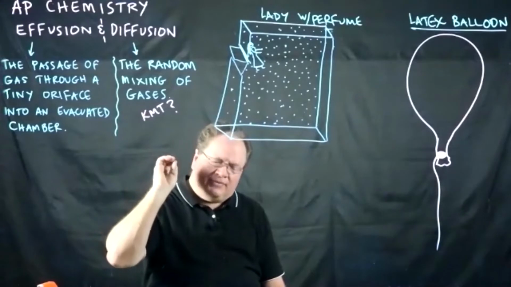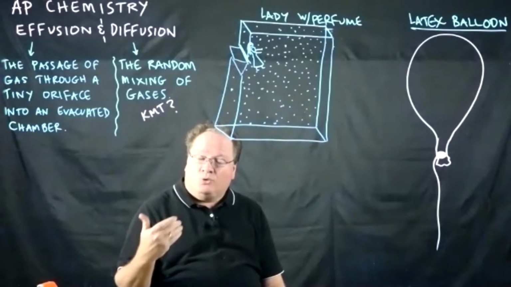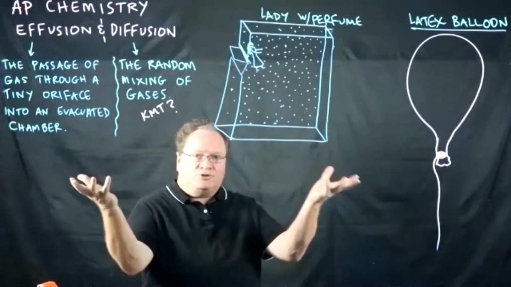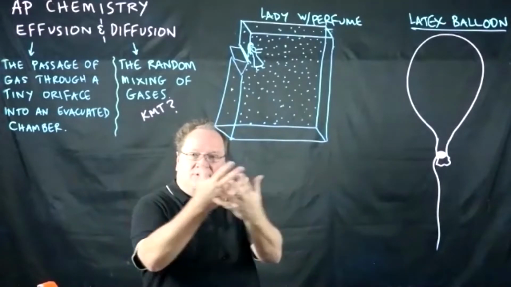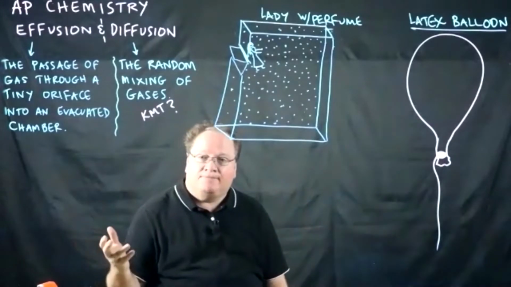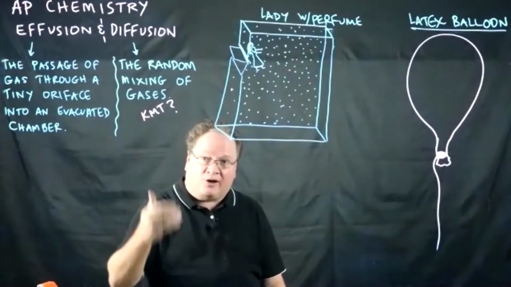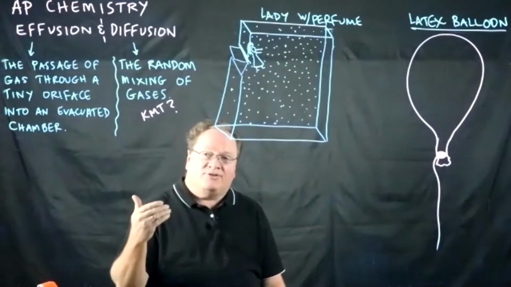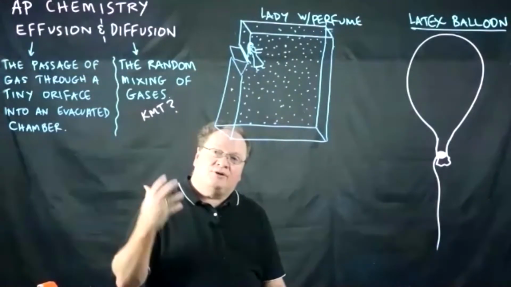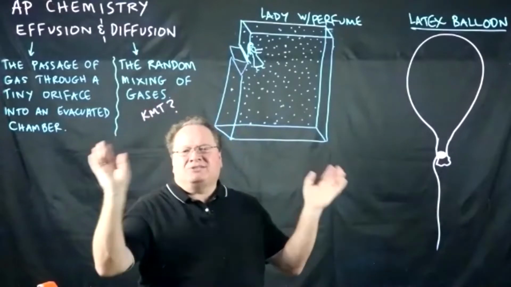Now, would that random mixing be supported by the KMT? Would the rules of the KMT support this idea that if I have two gases in a space, they will eventually completely mix and be evenly distributed? Well, one of the rules of the KMT is that gases are in constant motion. Unless it's super, super cold, approaching absolute zero, those gas particles are moving all the time. So the fact that they would mix makes total sense.